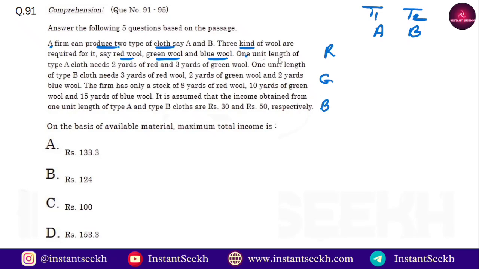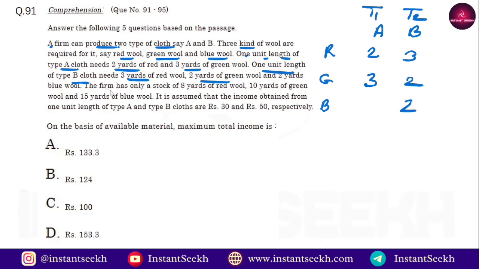Okay, 1 unit of length of type A cloth needs 2 yards of red, 3 yards of green wool. Okay, for 1 unit of type A cloth, it needs 2 yards of red and 3 yards of green wool. See, basically, if you observe, we are forming the LPP question, right? So one unit length of type B cloth needs 3 yards of red wool and 2 yards of green wool, and 2 yards of blue wool as well.